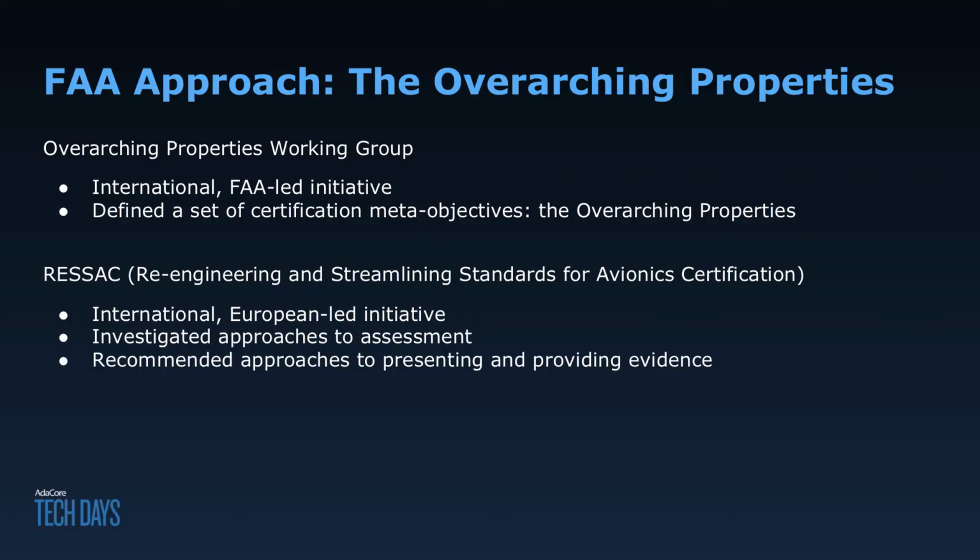So that's the FAA's approach, the overarching properties. Around the same time, a working group was convened in Europe to look at how these properties might be assessed. This group is called RESSAC. And initially what they did is they said, well, we have these properties. We should develop a set of criteria that can be used for assessing whether a system possesses these properties. So they developed a set of criteria and they started playing with them.